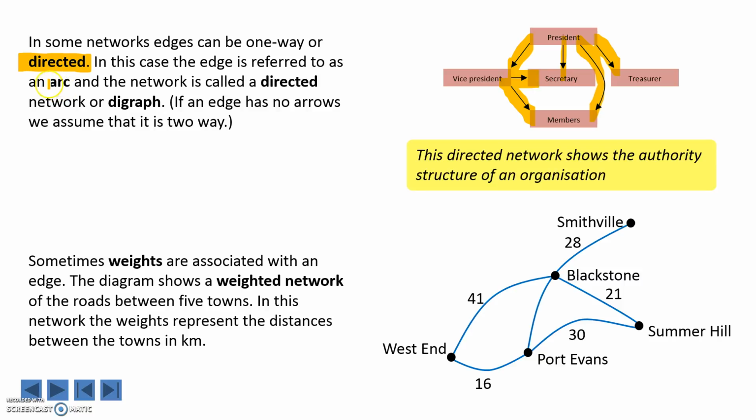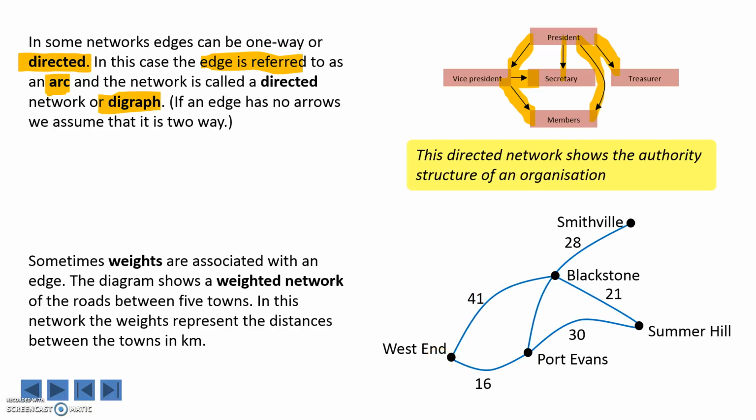Instead of being called an edge when it's directed, we now call it an arc. In some books it might be written as a digraph, but we tend to use the word directed in all of the questions that you have. If an edge has no arrows, like this one down here, we assume that it's two-way. So you can go from West End to the town of Blackstone and back again.